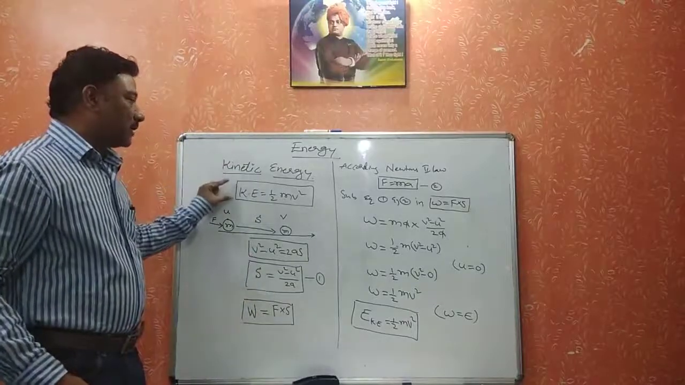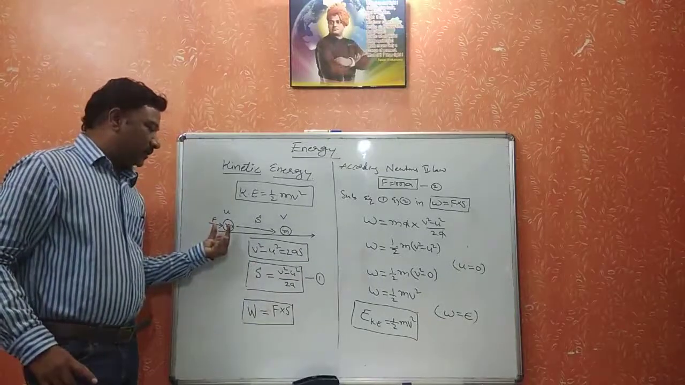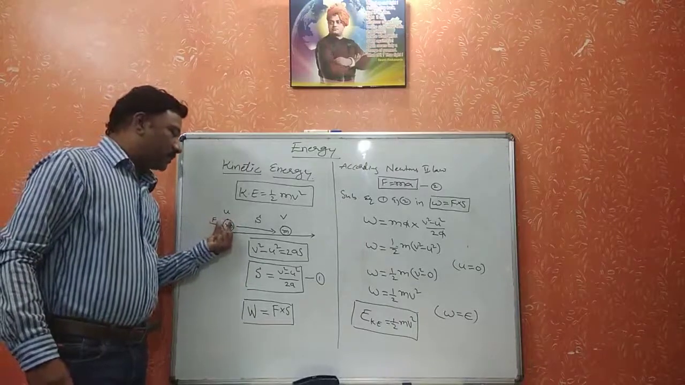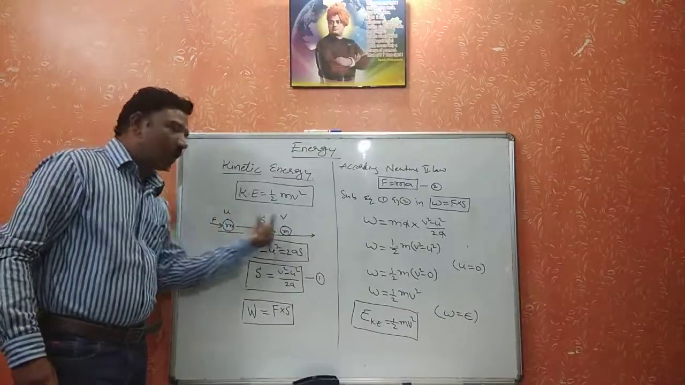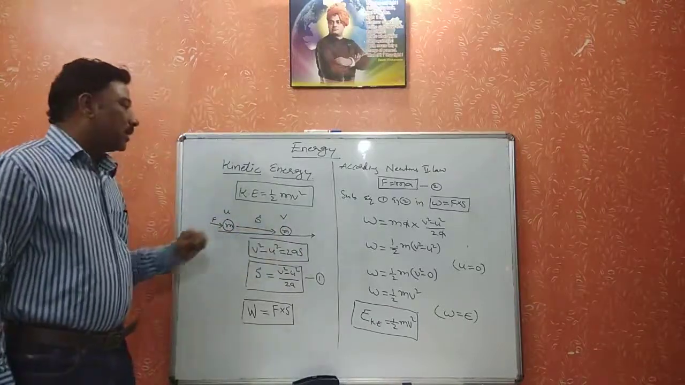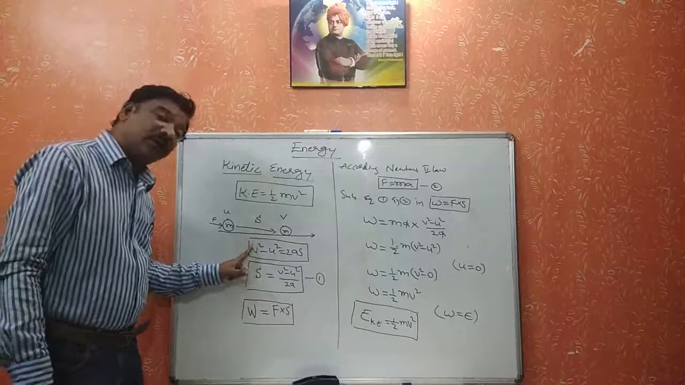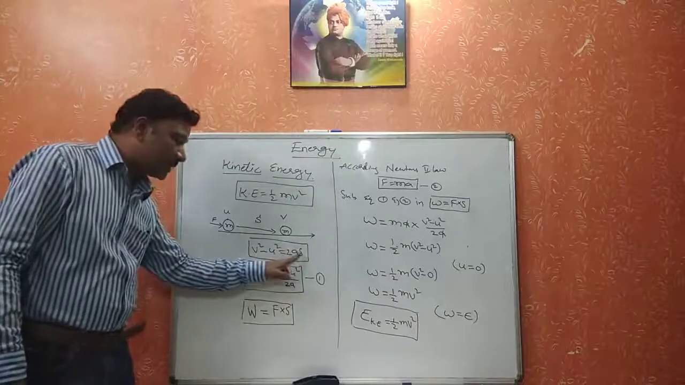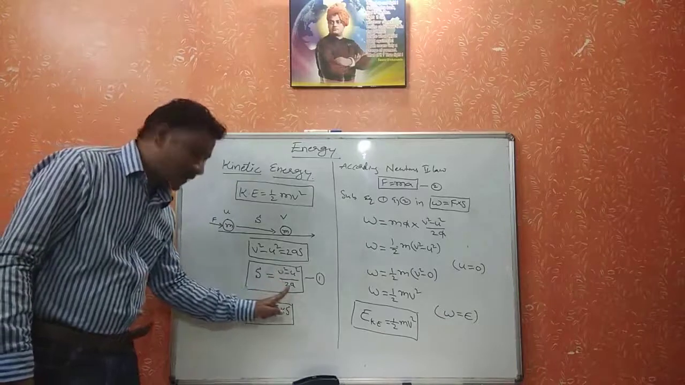Now we are deriving the kinetic energy equation KE is equal to half mv square. To derive this equation, I am taking an object, and on this object a force is applied. Because of the force, the object is moved from one place to another. Its initial velocity is u, its final velocity is v, and it is displaced up to a distance s. According to our previous lessons, we have the third equation of motion: v square minus u square is equal to 2as. From this, I write the equation for s. Then s is equal to v square minus u square by 2a.